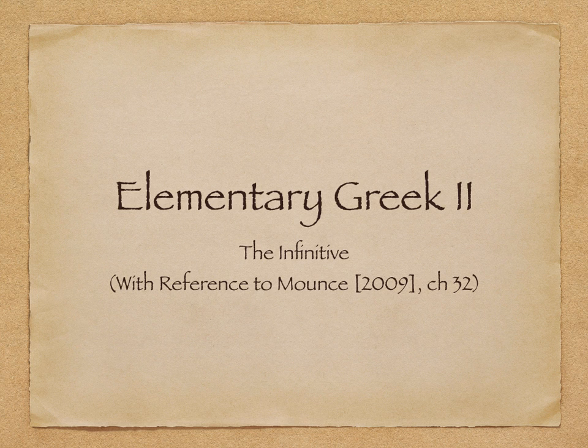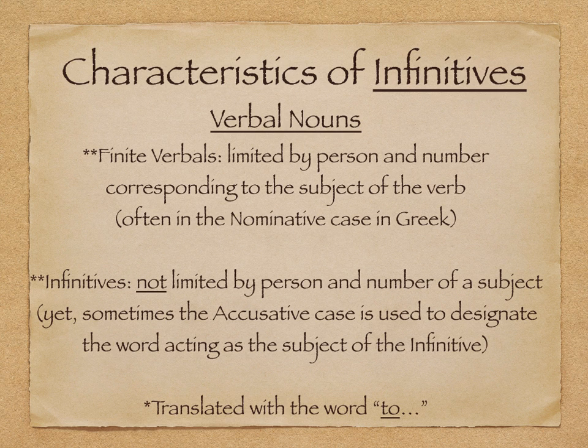When we think about verbal nouns, we are thinking about verbs that are not finite. The distinction between infinitives and the finite verb is that the finite verb is limited. It's finite as opposed to infinitive. You think of Buzz Lightyear, to infinity and beyond. There's no limit. Well, there's no limit by person or number of a subject.